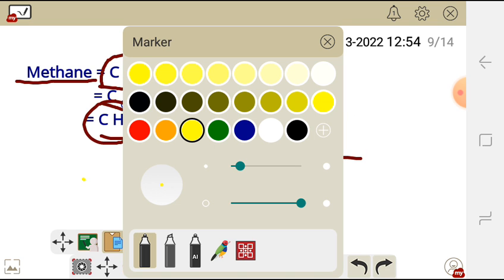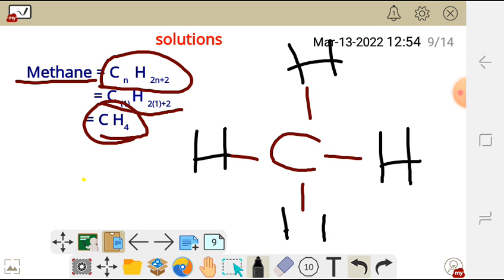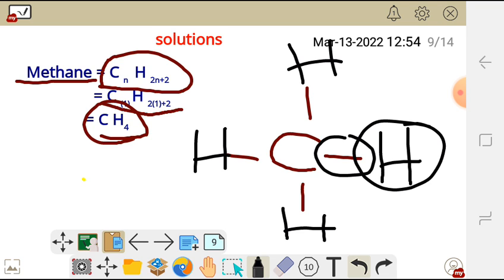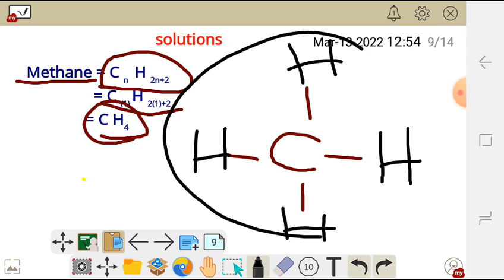On the tip of this carbon, we are going to draw the hydrogen atoms. Remember, a hydrogen should have a single bond. This bond here is shared between carbon and this hydrogen here. So a hydrogen must have a single bond, and in this case, they all have single bonds. So that is the structure of methane.